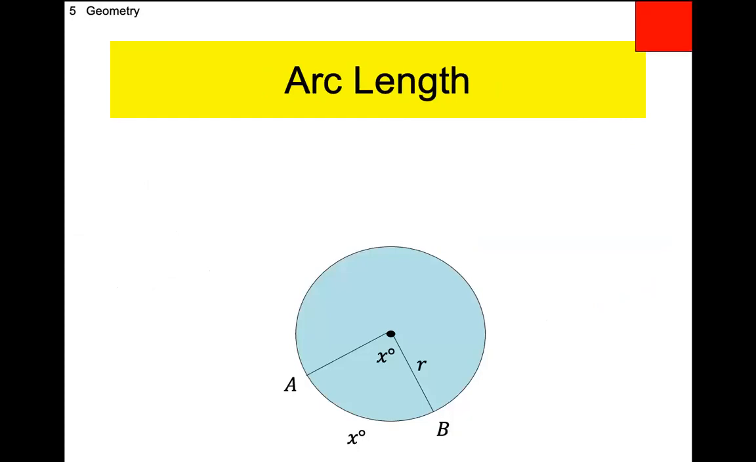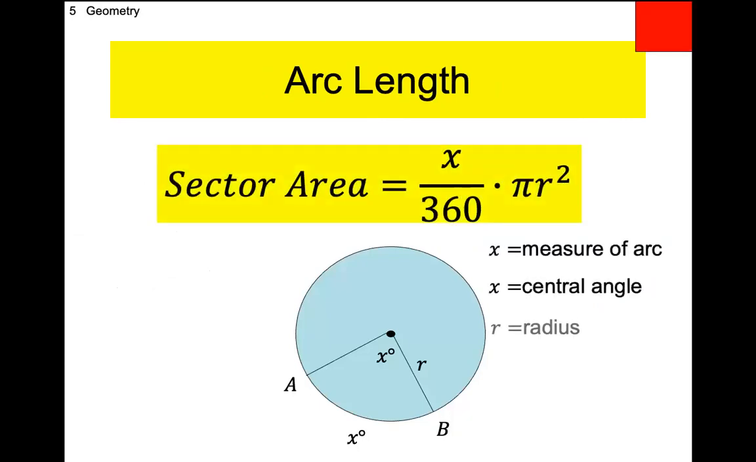So let's do one. Oh, we've got to write that down. Sector area, the area that's bounded by two radii and an arc length: x over 360 times pi r squared. x could be either the central angle or the arc measure, either one. r is obviously the radius.